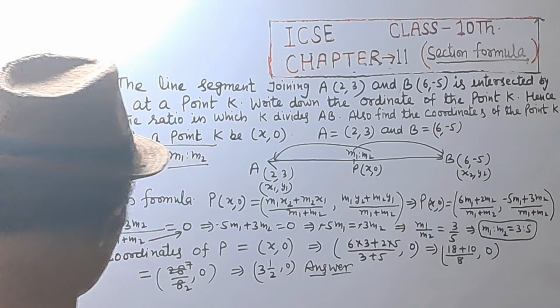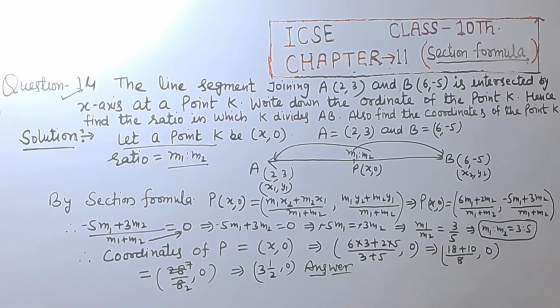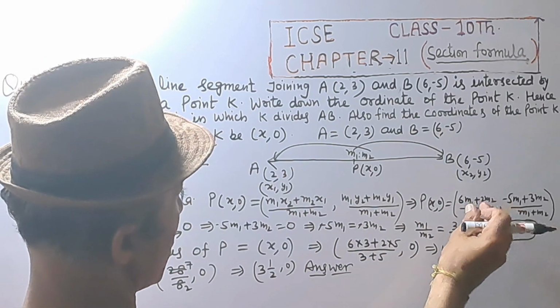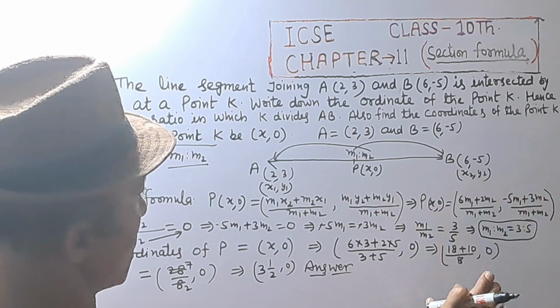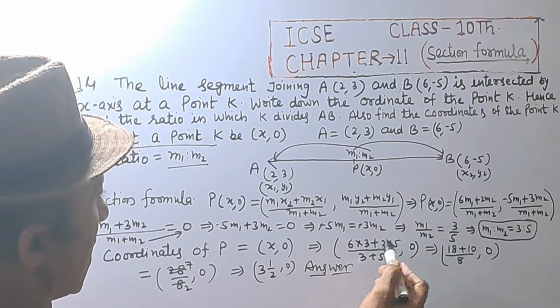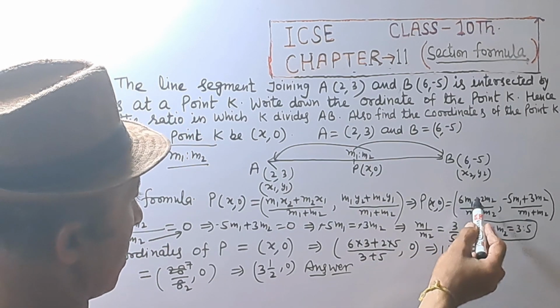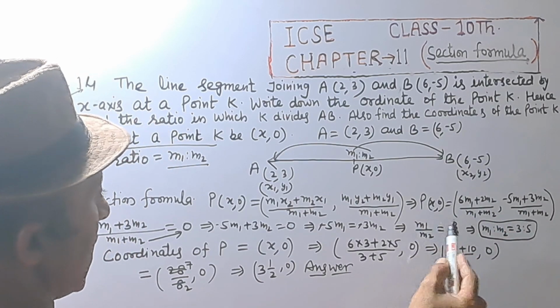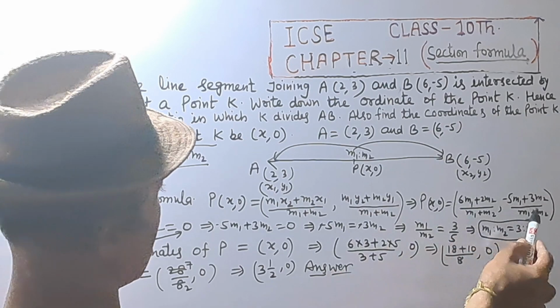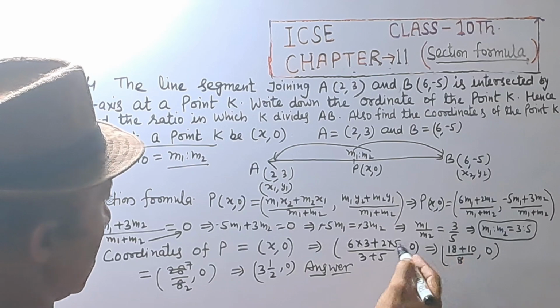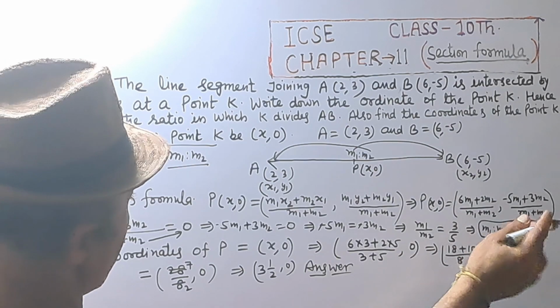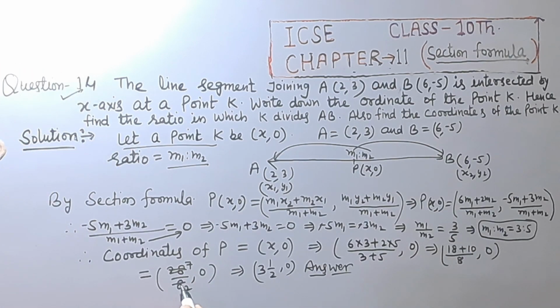Also find the coordinates of point K. Coordinates of K, that is equal to (x, 0) and x is equal to (6 M1 plus 2 M2) upon (M1 plus M2) and the other point is 0. 6 into 3, plus 5 into 2, divided by 3 plus 5, and the other point is 0. 6 3s are 18 plus 5 2s are 10 divided by 8, comma ordinate is 0, that is 28 upon 8, which is 7 upon 2, and in mixed fraction we can write it as 3 whole 1 upon 2 comma 0. Answer. Thank you.